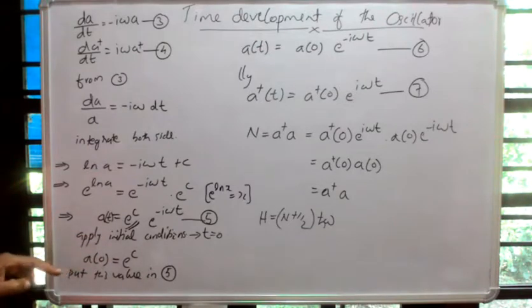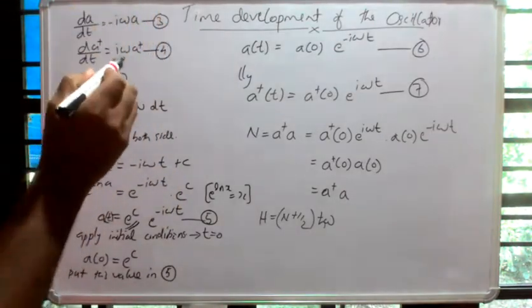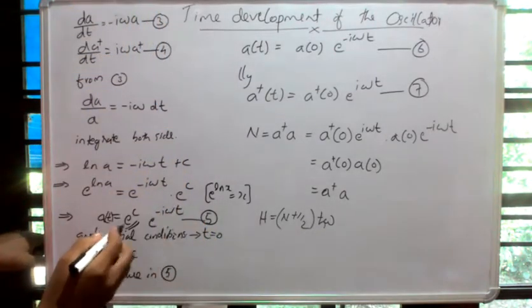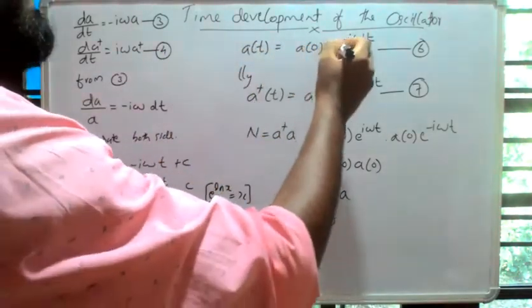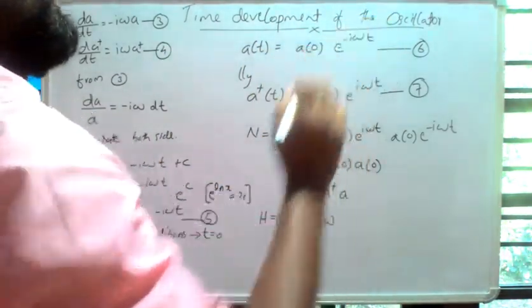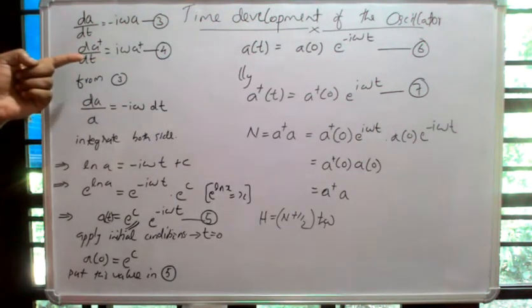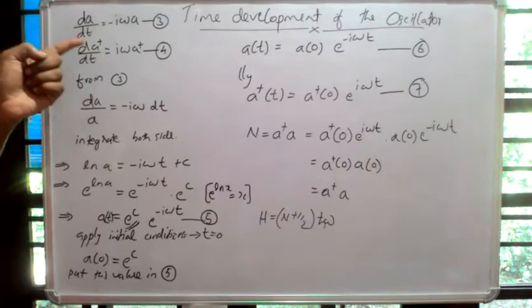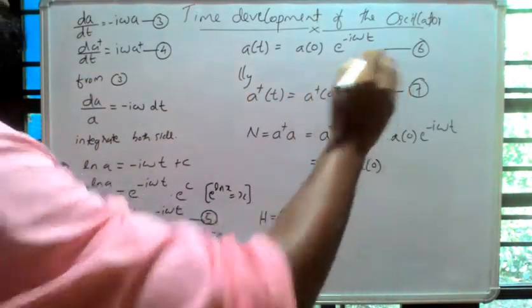Okay, so then we can apply this value in equation 5. Equation 5 was a of t equal to a of 0, this is a constant, into e raised to minus i omega t. Next, in a similar way, we can find the creation operator: a dagger of t equal to a dagger of 0 into e raised to i omega t.